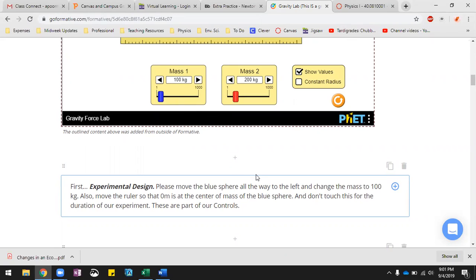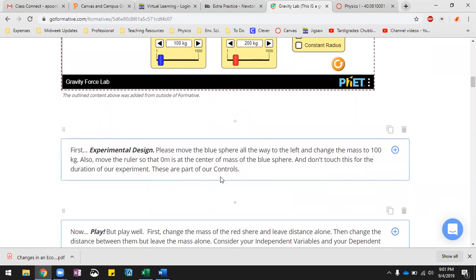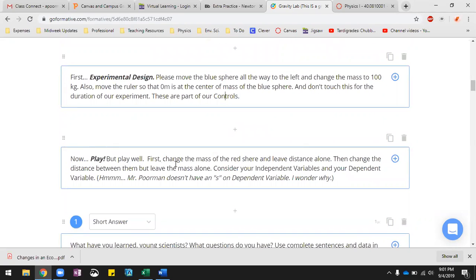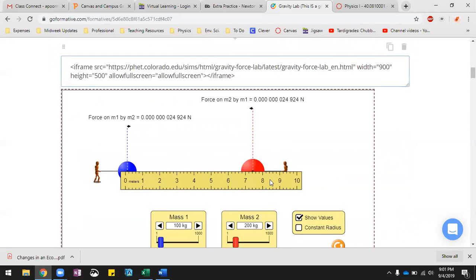So we are not touching the ruler during our experiment. The distance is not going to change. The distance is our control. It's not a variable. The distance is not changing. It's our control. So let's play around with this. Let's change the mass of the red sphere and leave the distance alone.